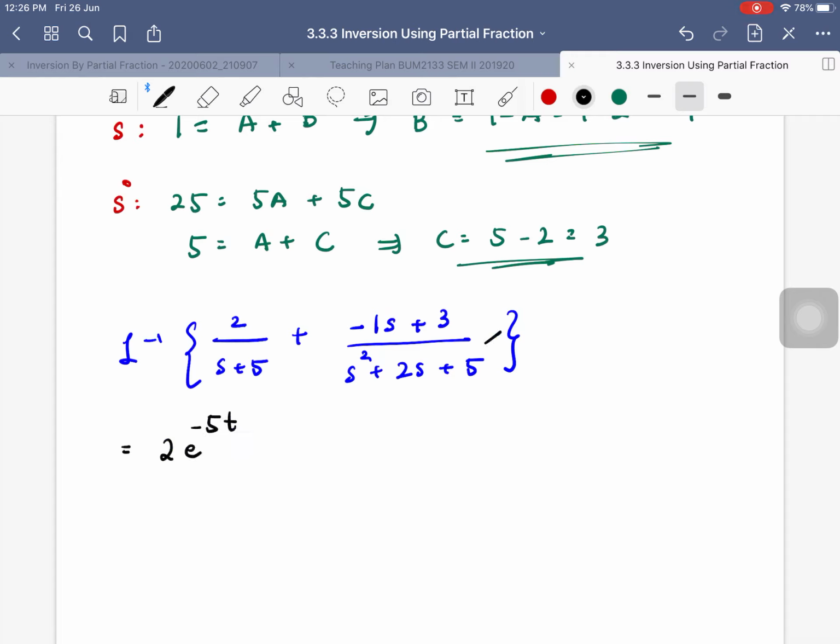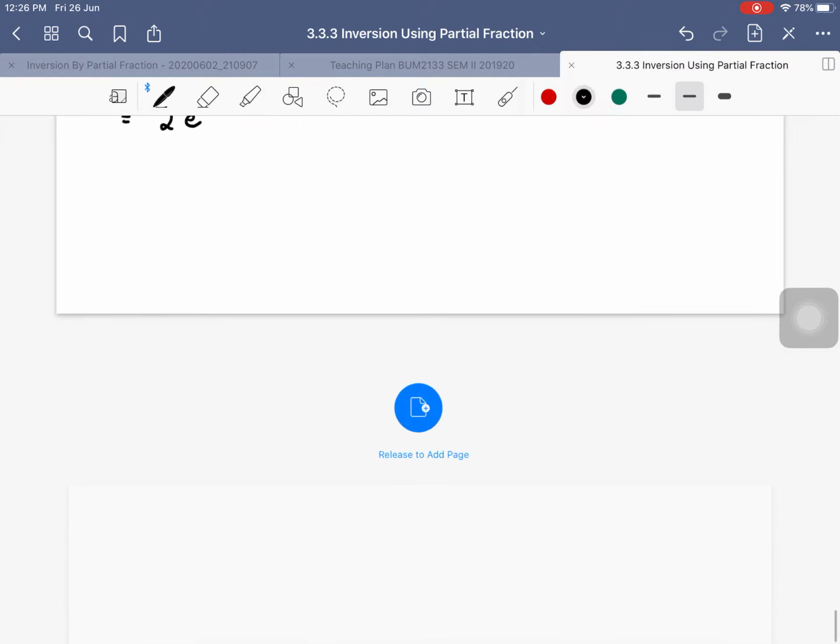This is definitely not possible to be done by using the table, but we know that anything that cannot be done by using the table is going to be inversion of a shift theorem. So this is inversion of a shift theorem. So let's do the calculation underneath.